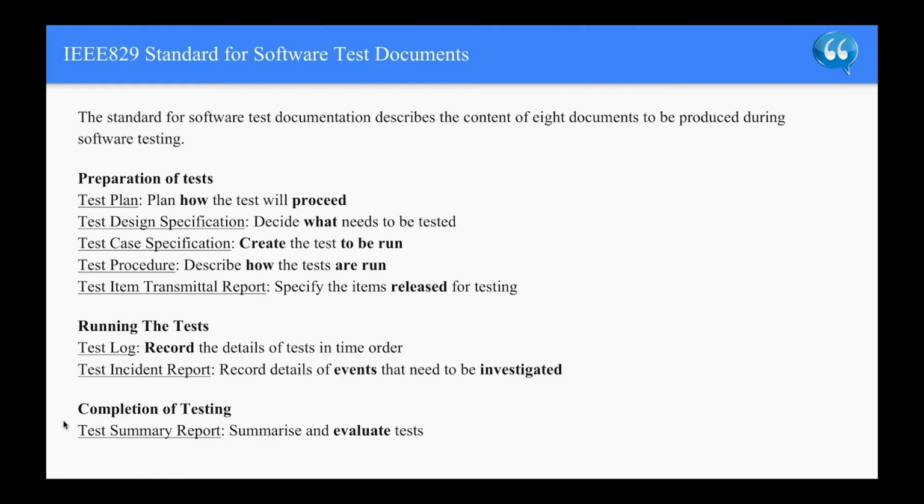And then after the preparation, it is running the tests. As you run the tests, you need the test log, to record the details of the tests in time order. And then the test incident reports. This is where you record the details of events that need to be investigated, like bugs and incidents. And then after running the tests, you need to do the completion of testing. The test summary report summarizes and evaluates the tests.